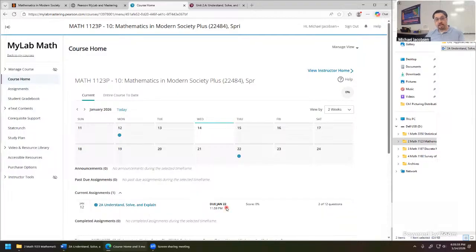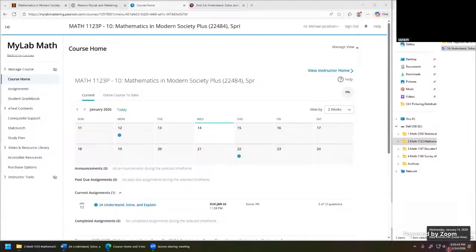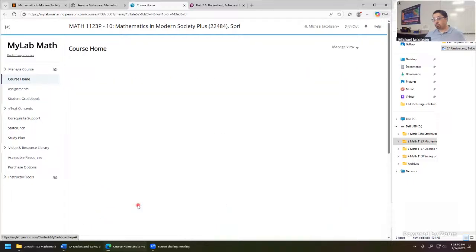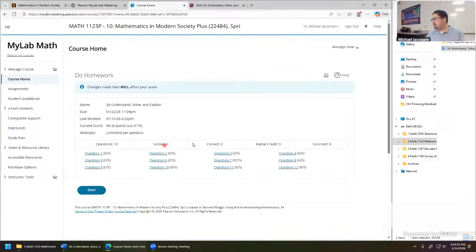The due date says January 22nd, and that means I intend to have this section completed. I thought that would pop out a calendar. I intend to have this section completed tomorrow on the 15th, and I'll be putting in a 1-week turnaround for all the due dates. So clicking on this takes you to the list of homework problems.